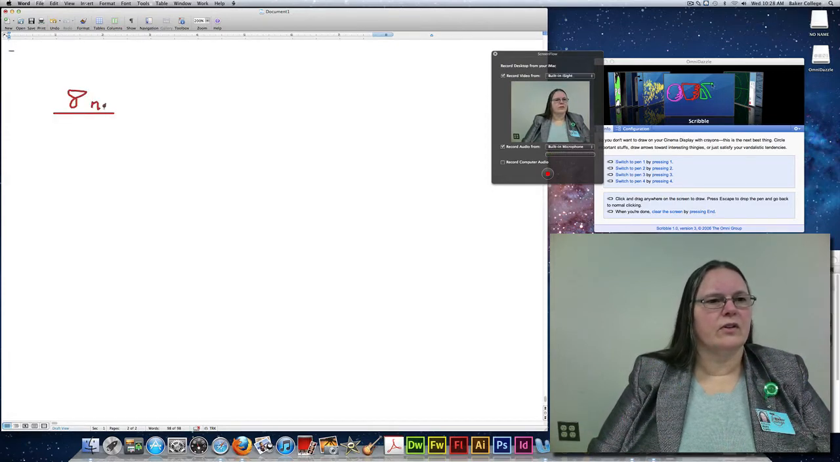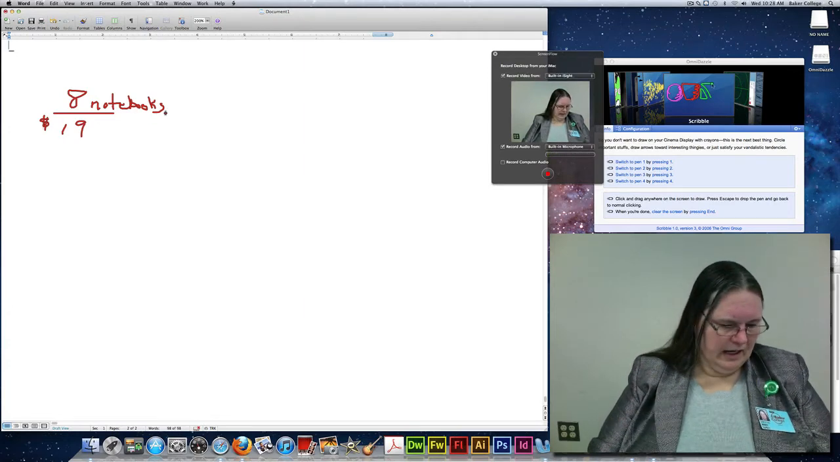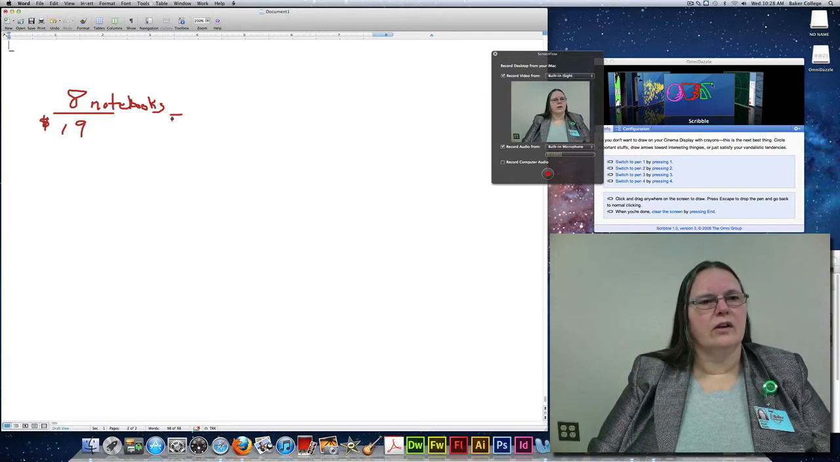for $19. And there's my symbol for that, the other label. Notebooks compared to dollars, so it's a ratio. Then the next thing it says, how much would 14 notebooks cost? Well, notebooks are here, so notebooks have to be here. And they want to know how much would 14 of these notebooks cost.